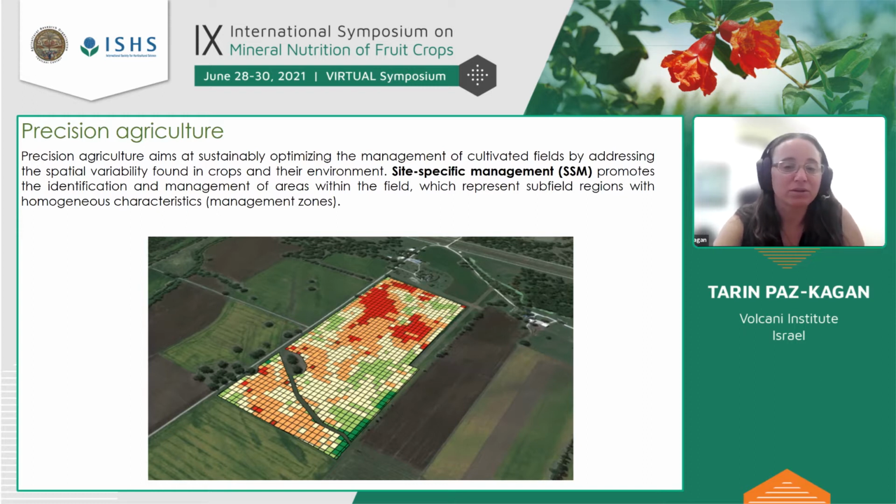And usually what we're doing is developing site-specific management to optimize the management area. Usually we're dividing the orchard into several management zones. And those management zones will apply different nitrogen input. Usually they need to be relatively homogeneous units.